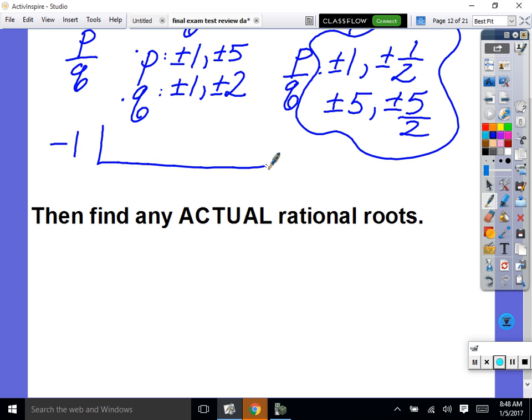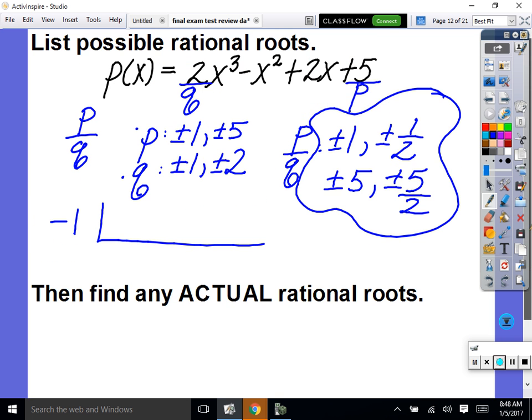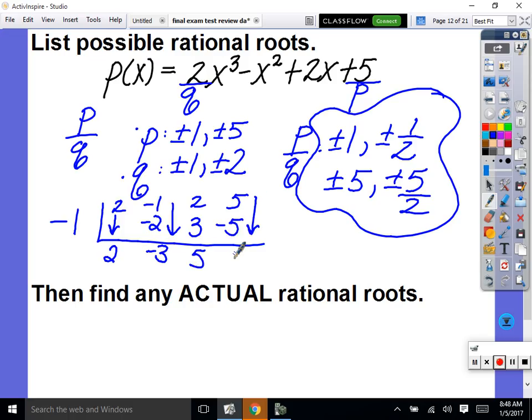We're going to do synthetic division with our polynomial. So we have a cubic, squared, linear, constant. We're not missing anything. So 2, -1, 2, and 5. Drop down 2. 2 times -1 is -2. We add straight down and get -3. -3 times -1 is 3. We add straight down and get 5. 5 times -1 is -5. We add straight down and get 0. Oh, good. So our remainder is 0. So x equals -1 is a rational solution.